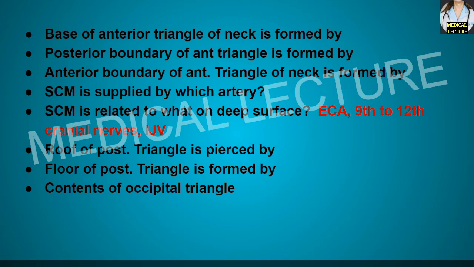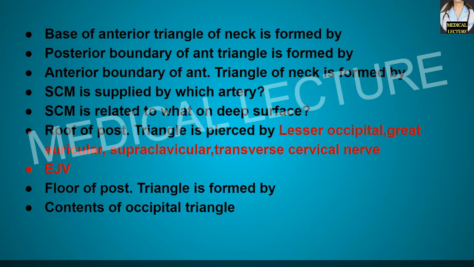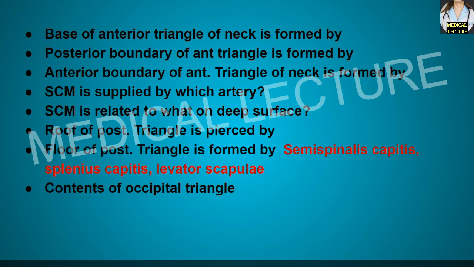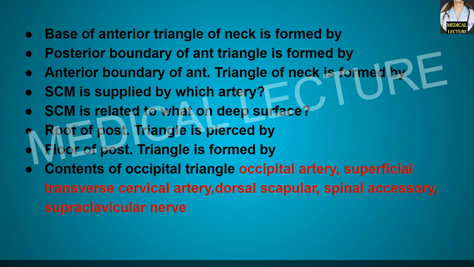The roof of the posterior triangle is pierced by the lesser occipital nerve, greater auricular nerve, supraclavicular nerve and the transverse cervical nerve, and also the external jugular vein. The floor of the posterior triangle is formed by semispinalis capitis muscle, splenius capitis muscle and the levator scapulae muscle. Contents of the occipital triangle are occipital artery, superficial transverse cervical artery, dorsal scapular nerve, spinal accessory nerve and the supraclavicular nerve.